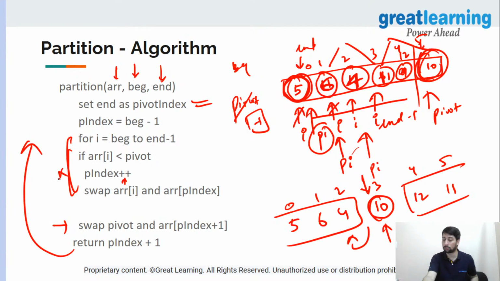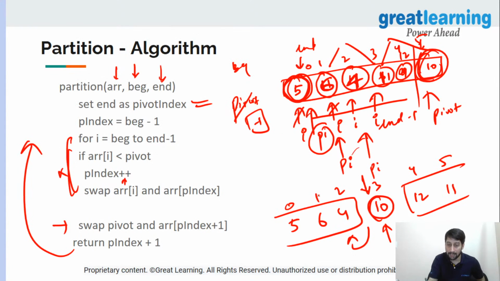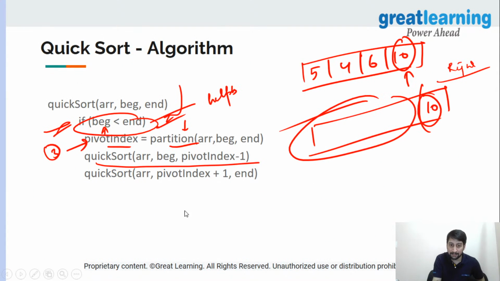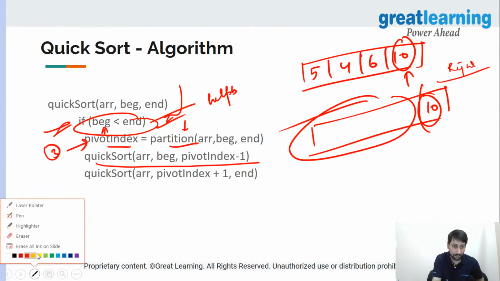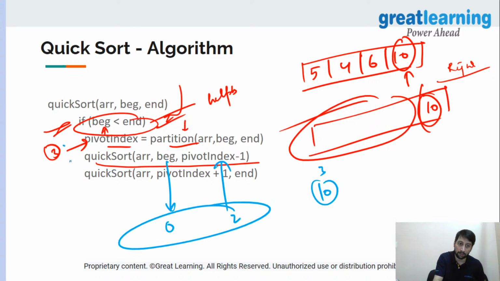Now what happens to that 3? If you go back to here, now this pivot index is 3. Now this will not be considered. Now you will be calling the quick sort function again on this part, and this will go from the beginning, that is 0, to pivot index minus 1, because 10 is already at its original position, which is index 3. So 0 to 2, again quick sort will be called.